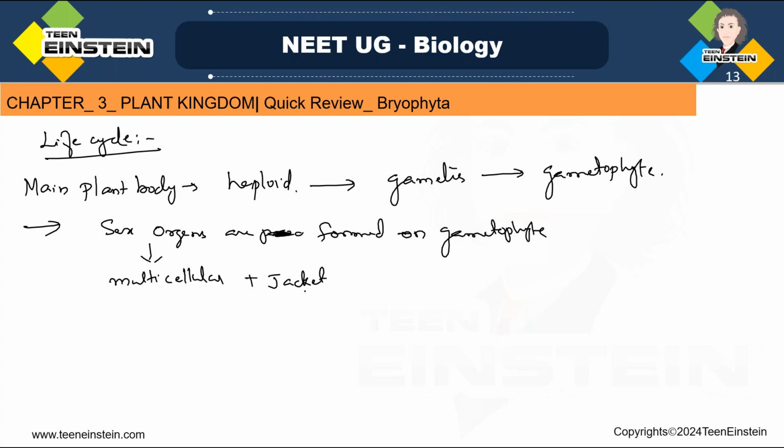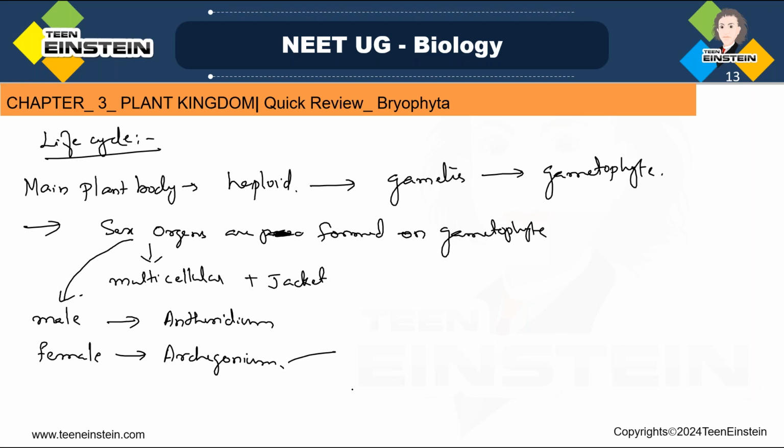In bryophyte, the male sex organ is called antheridium, and the female sex organ is called archegonium. Clear? And the archegonium, the female sex organ, is flask shaped. You can see this archegonium in flask shape.